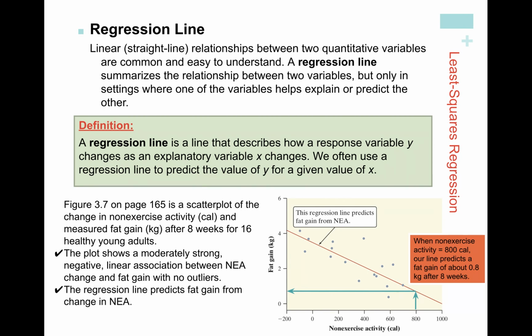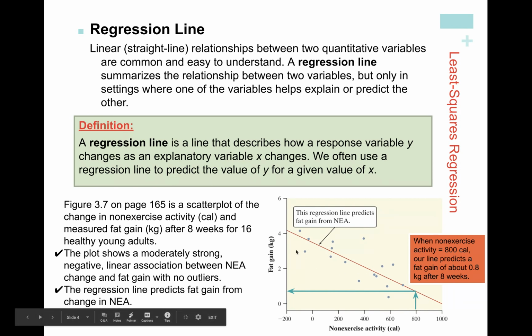So if somebody's NEA increased by 2,000, could we predict what their fat gain would be? No, because that's called extrapolation, because that is too far outside of the scope or the range of our model. Our model is only good from about minus 100 to about 700, maybe a little more than 700.